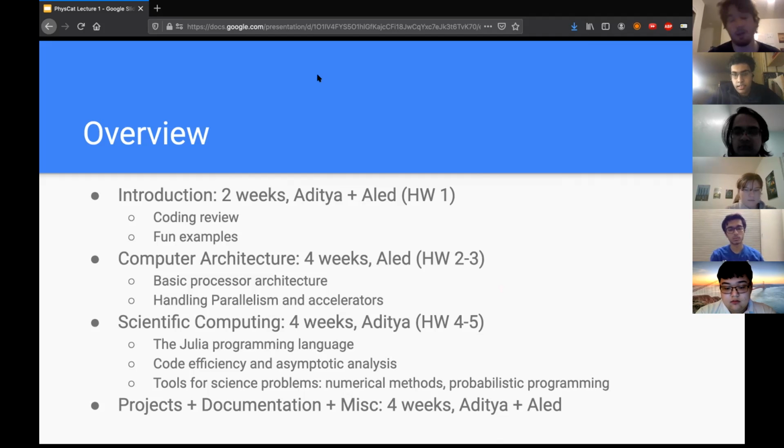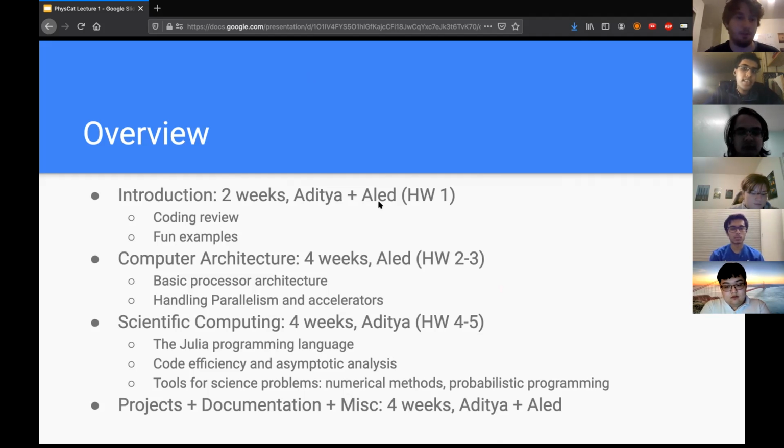And then we're going to talk a bit about accelerators. So we're going to talk about GPUs, and then maybe talk a little bit about FPGAs, which is where I kind of personally think the world of supercomputers is going to go in the next 20 years, but we'll see. And then after that, Aditya is going to talk a little bit about more scientific computing stuff.